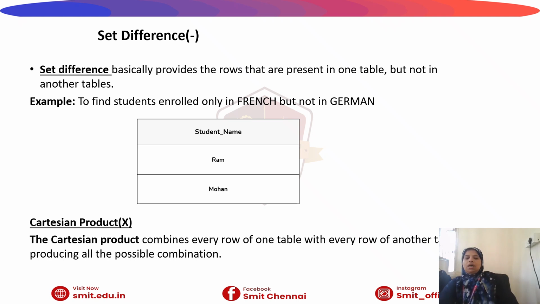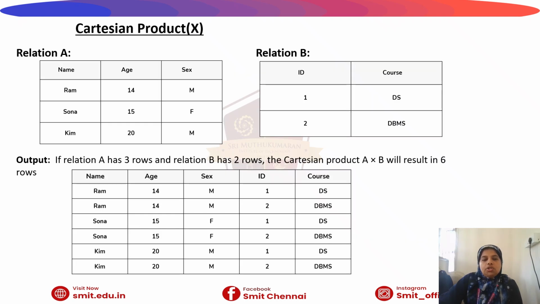The next is Cartesian product. Cartesian product combines every row of one table with every row of another table, producing all the possible combinations. So we'll look at the output of this Cartesian product. Relation A has name, age, and sex of the student. Relation B has ID, course ID and course name. These are the two relations, A and B.